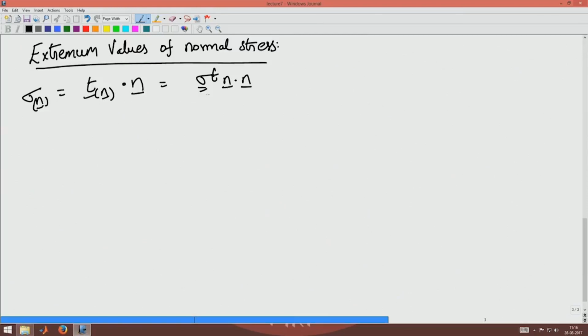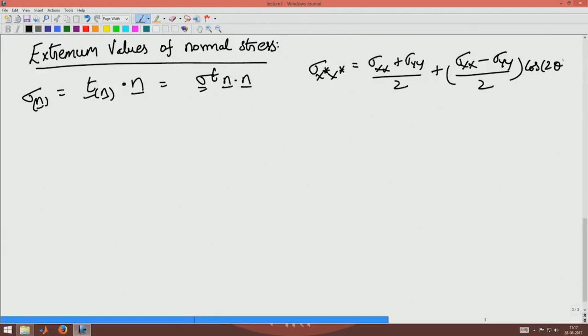Now, with respect to a particular orientation of the axis, you have the components of the stress tensor. With respect to the same coordinate system, you want to find the components of the normal so that this quantity is maximum. In other words, you have sigma x star as sigma xx plus sigma yy by 2 plus sigma xx minus sigma yy by 2 cos 2 theta plus sigma xy sin 2 theta, right.